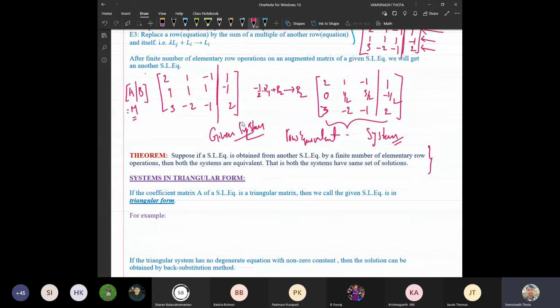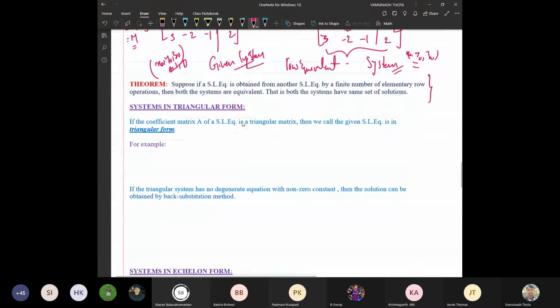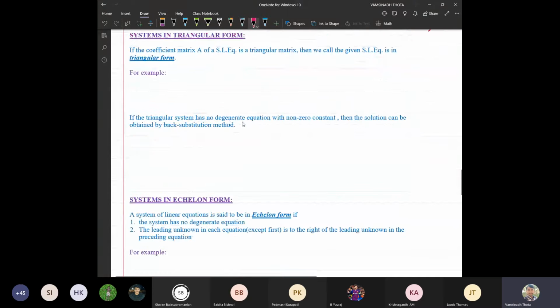Suppose x0, y0, z0 is a solution here, then the same x0, y0, z0 is a solution for the new system also, and vice versa. Okay, so that is about the row equivalence of a system of equations. Now, before going further, do any of you have doubts?